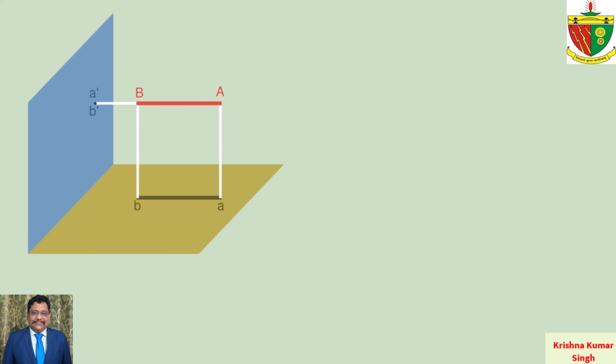We already know the naming. Front view gets dashed lowercase letters and the top view gets lowercase letters without dashes. Let's represent them on a drawing sheet. First, draw a reference line XY, say 100 mm.